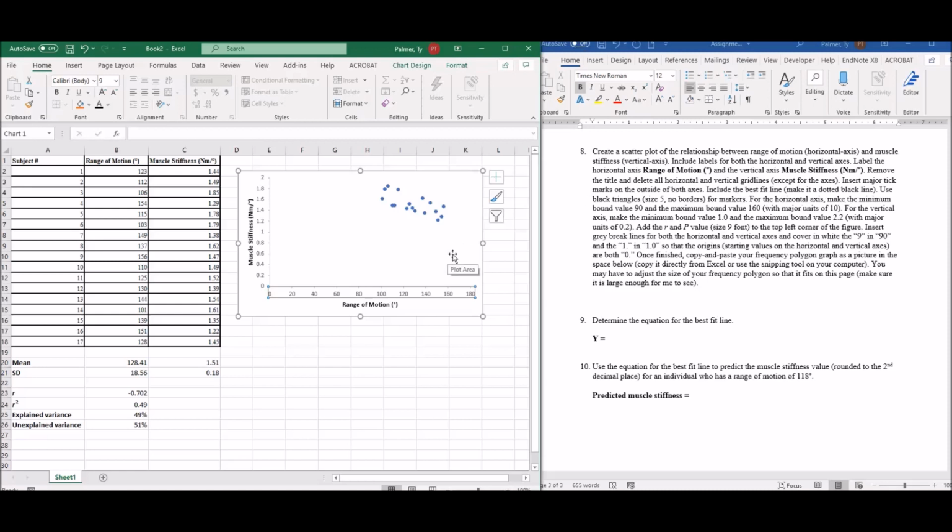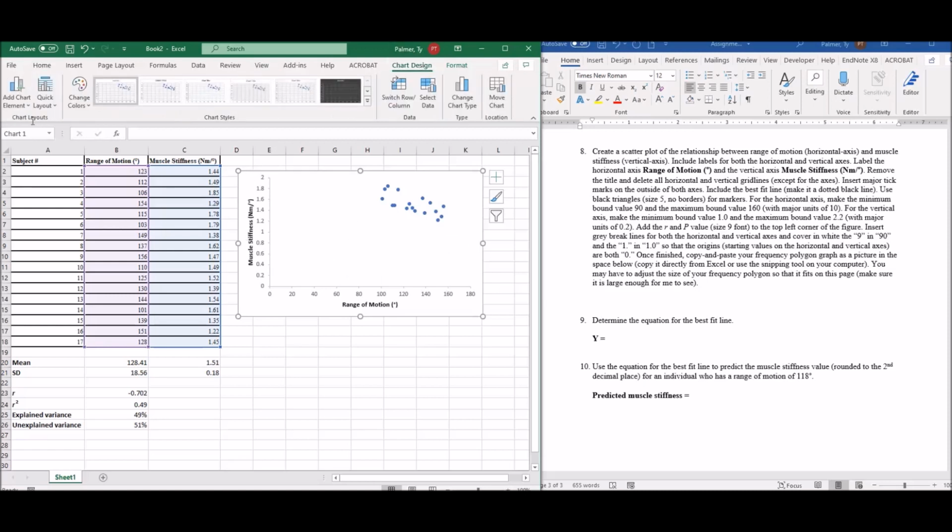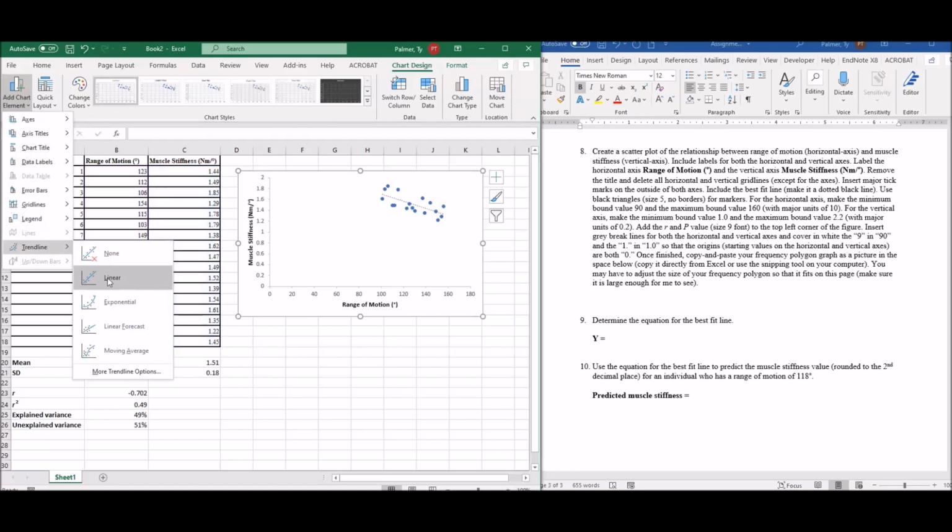Again, for more information on the best fit line, please review the PowerPoint. The best fit line essentially is the trend line of these data here. And so in order to add the best fit line, again, just highlight the graph as I've done. Go to Chart Design, go to Add Chart Element, go to Trend Line, and then go to Linear.